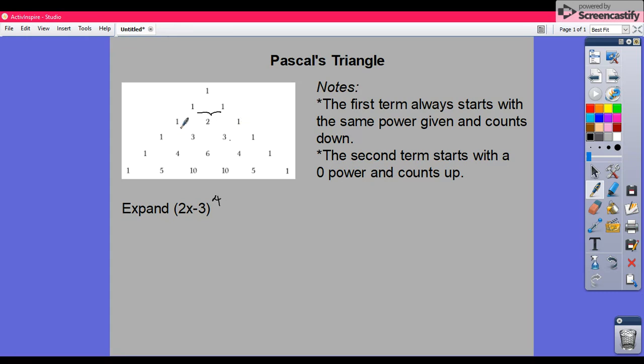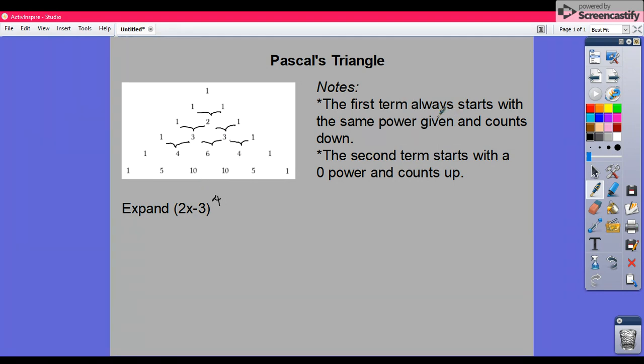Every row starts with 1, 1 plus 2 is 3, 2 plus 1 is 3, every row ends with 1. Every row starts with 1, 1 plus 3 is 4, 3 plus 3 is 6, 3 plus 1 is 4, and every row ends with 1. So if you don't have Pascal's triangle on hand, you can always create it.